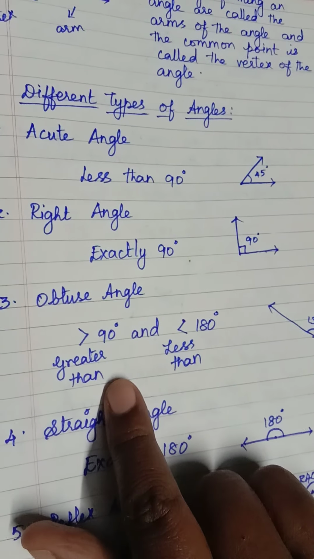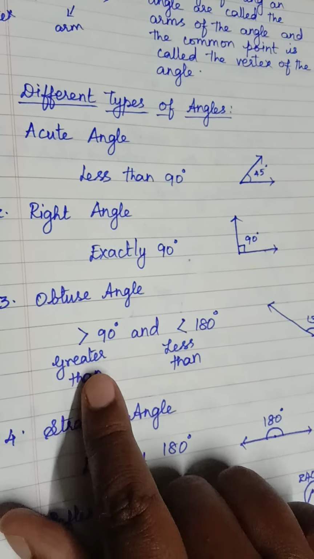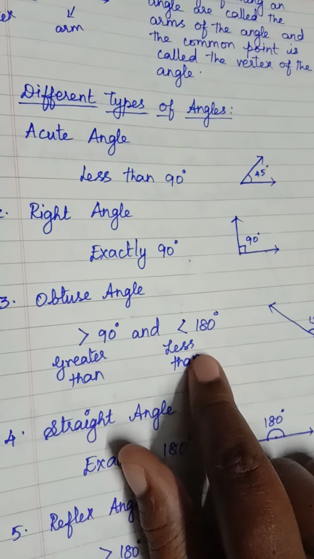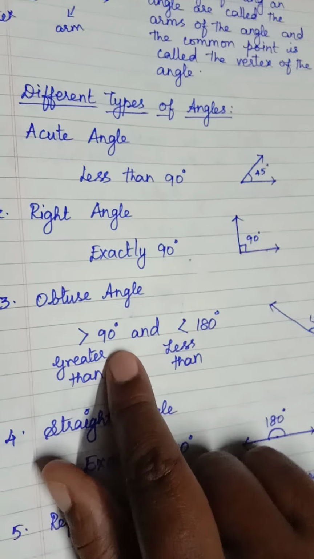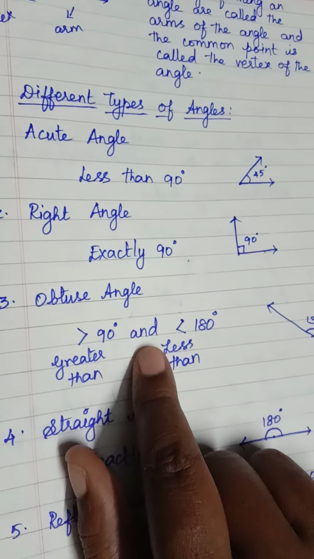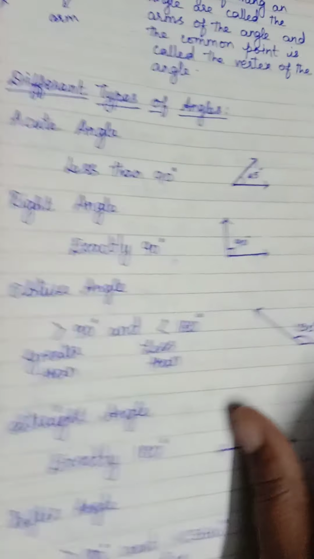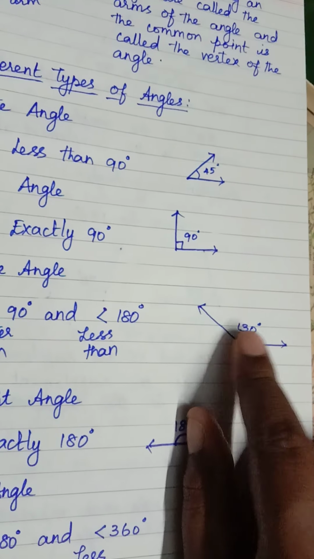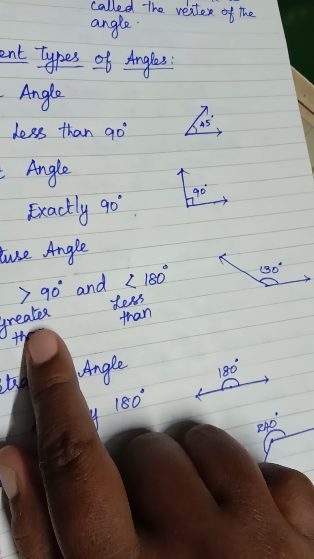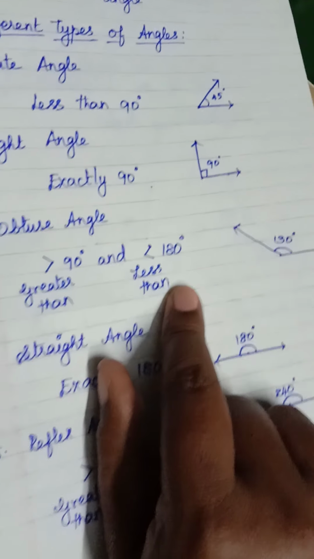Next, what is an obtuse angle? An obtuse angle will be greater than 90 degrees, but less than 180 degrees: 100 degrees, 110, 120, 135. These are all obtuse angles. See, this has 130 degrees. This is an obtuse angle. So an obtuse angle will be greater than 90 but less than 180 degrees.